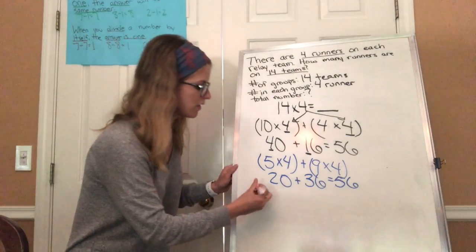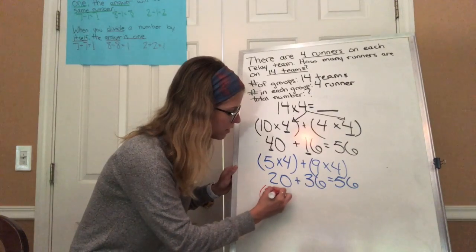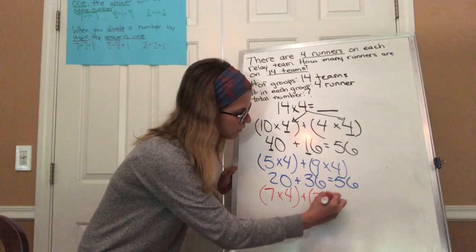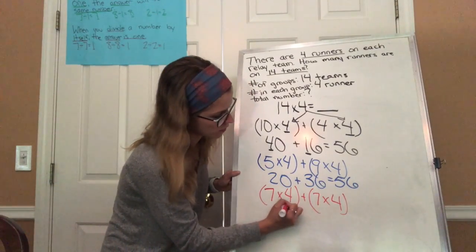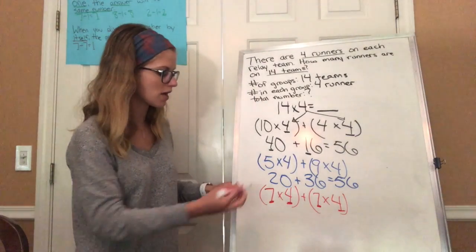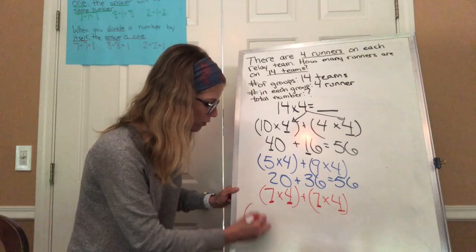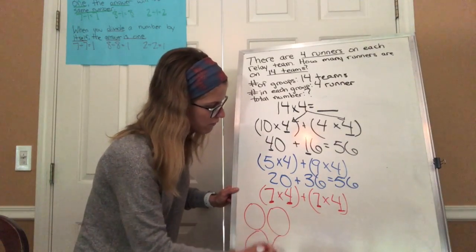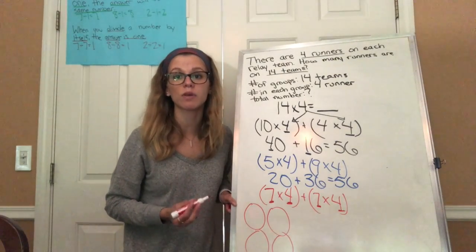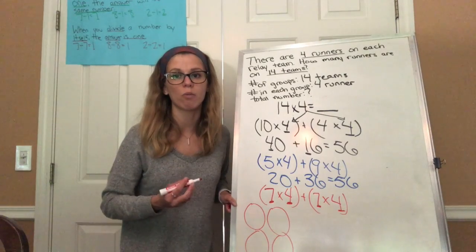Another way for me to think of this would be breaking up 14 into doubles, so 7 times 4 plus 7 times 4. Again, I'm keeping 4 the same, but breaking up 14 into 7 plus 7. So I can make 4 groups of 7, or 7 groups of 4. So I'm going to make 1, 2, 3, 4 groups with 7 in each. And what I can just do is first count by 5s and then count by 2s.